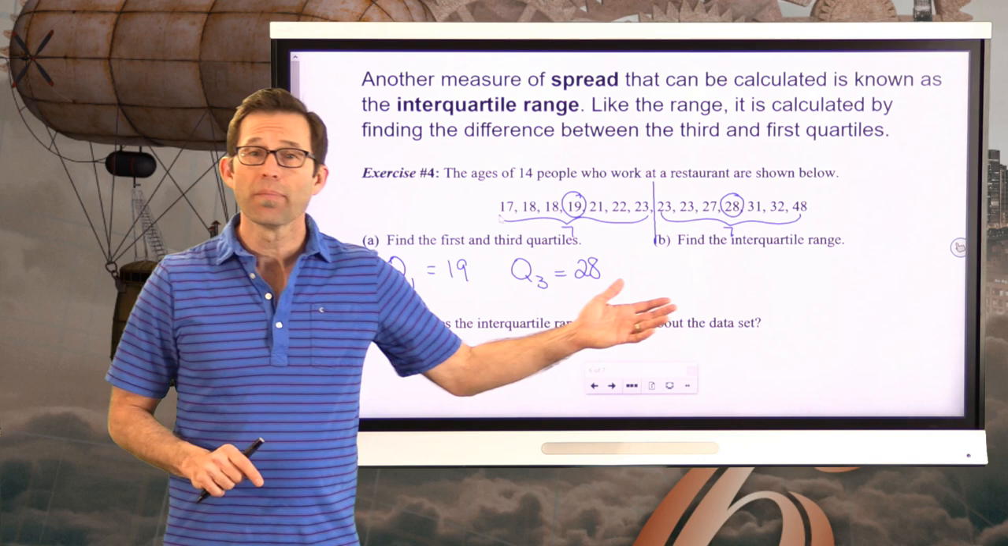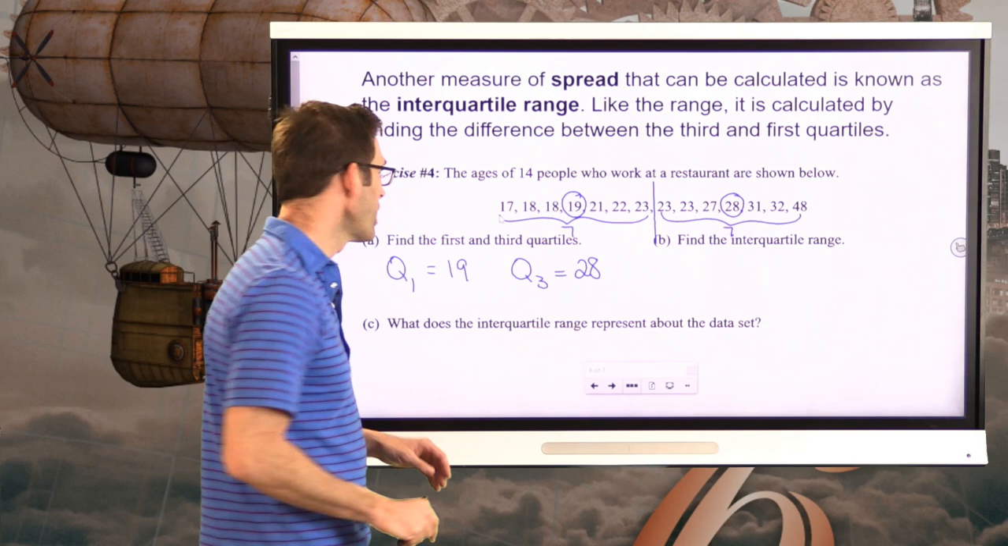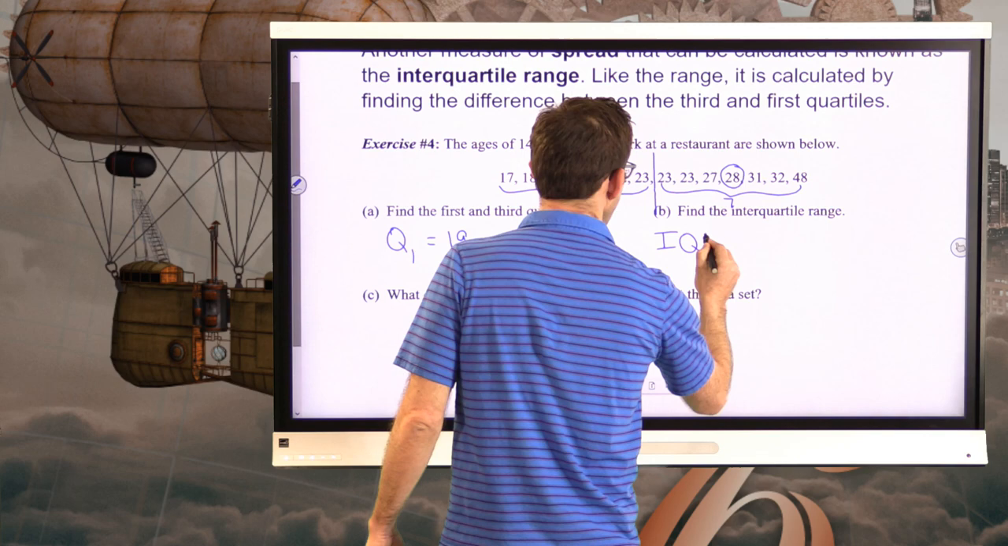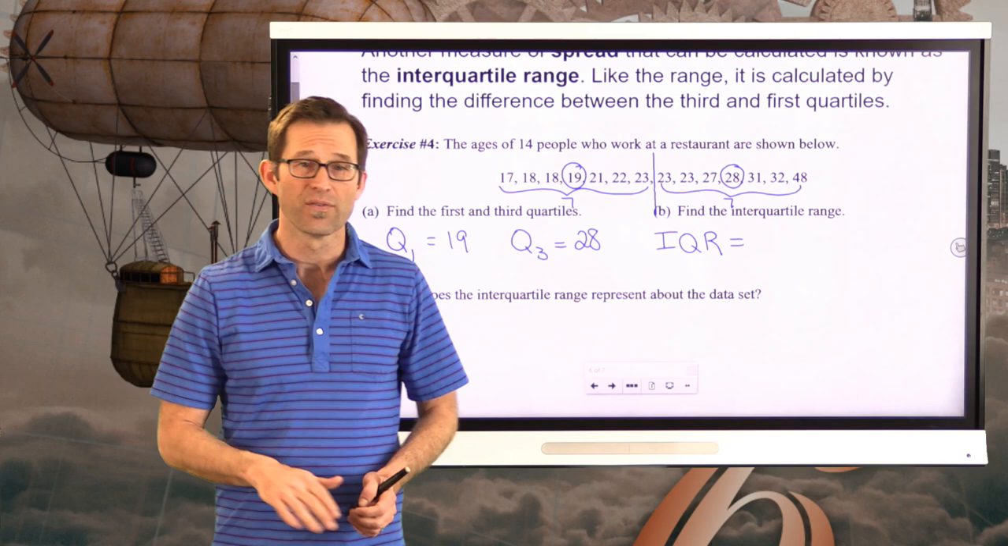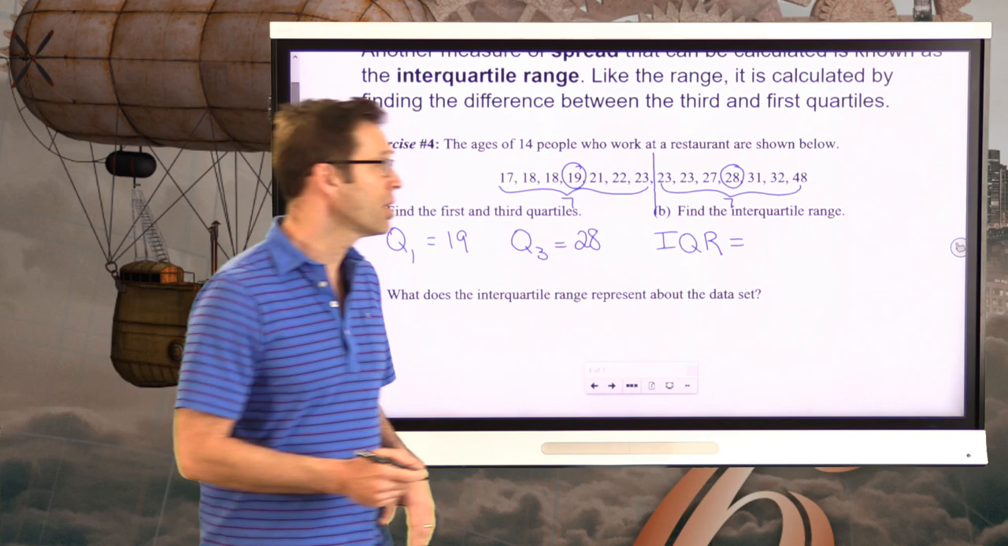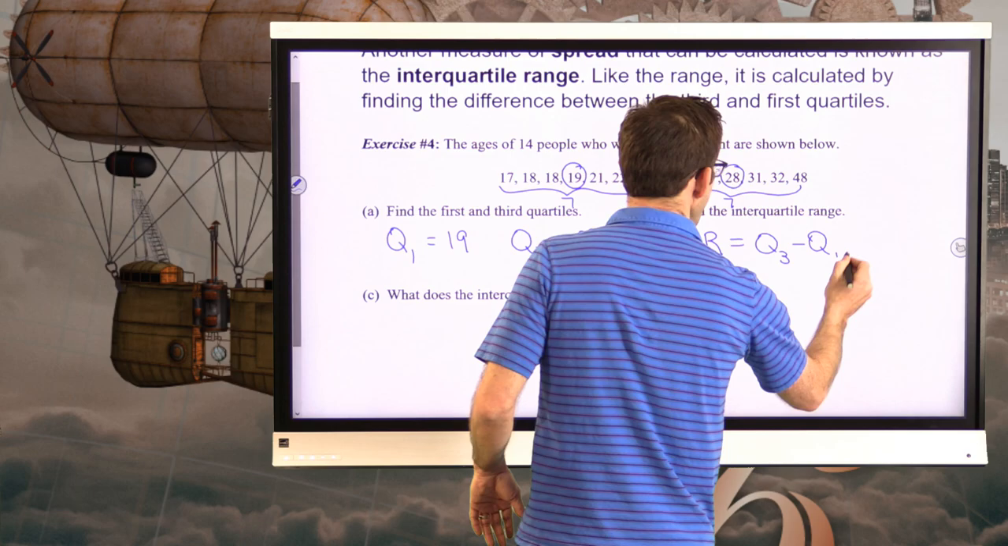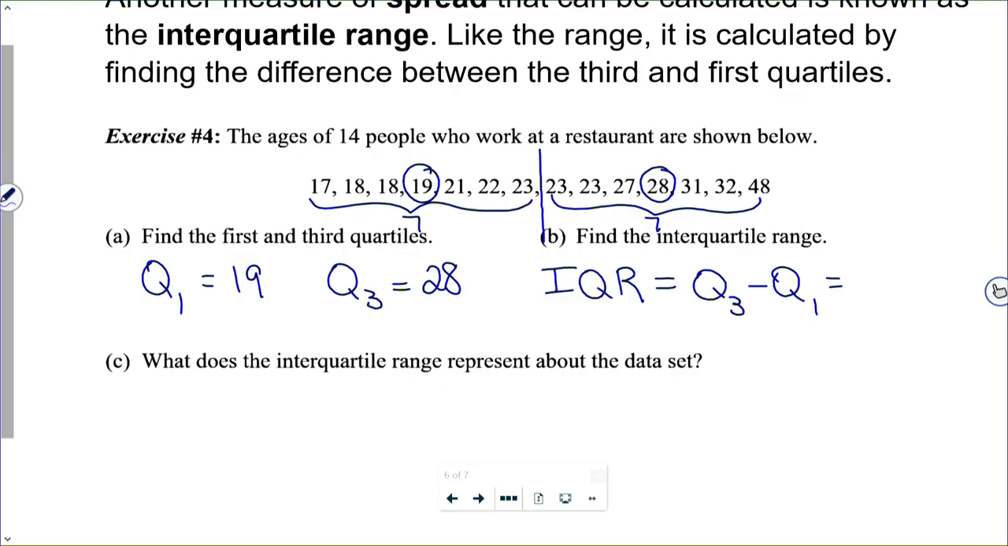Now, letter B, the interquartile range. Man, that sounds technical. In fact, this is such a common statistical measure that people often abbreviate it by IQR. They'll even say, hey, what's the IQR of this data set? If you want to sound really geeky and smart, refer to it as the IQR. And the IQR, the interquartile range, is like the range, except instead of max minus min, it's the upper quartile minus the lower quartile. So it's 28 minus 19, which is going to be 9.